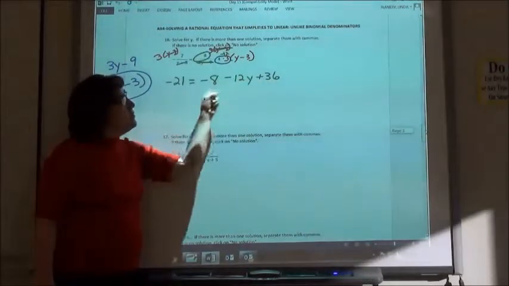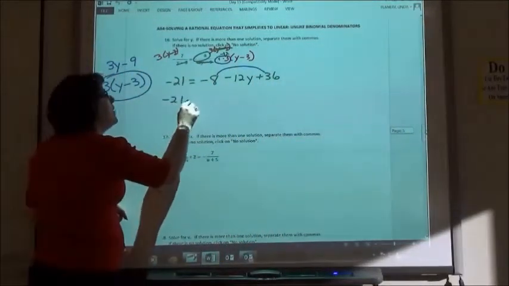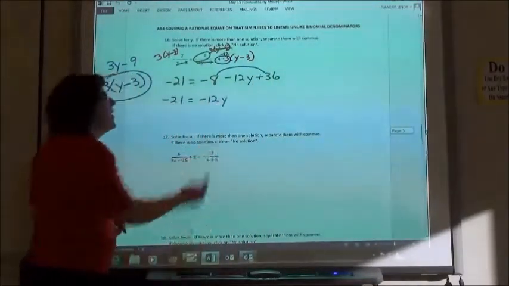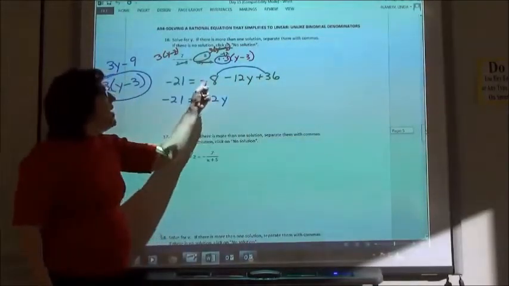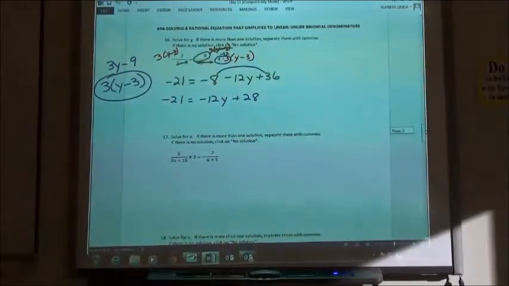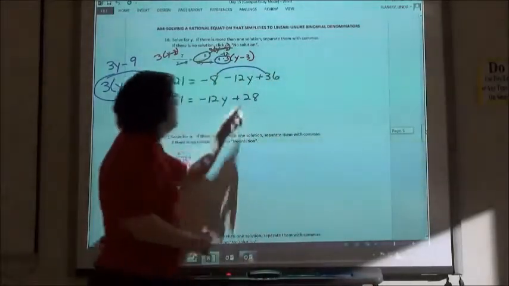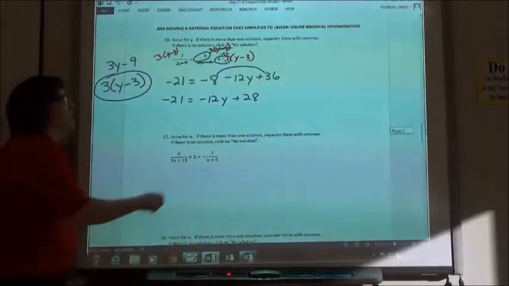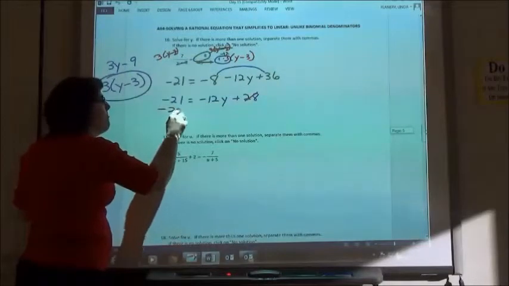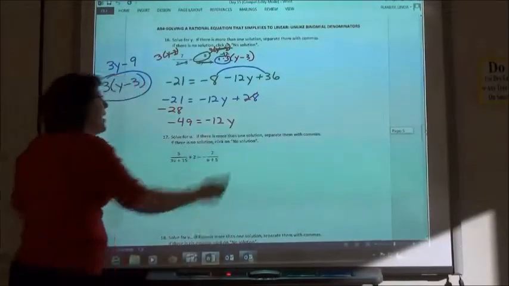Since I've got 3 terms on this side, I'm going to go ahead and combine those two. So negative 21 is going to equal negative 12y. And then we have 36 minus 8, which would be a positive 28, right? So solving that, we got to move the 28 to the other side, so we're going to minus our 28. We get negative 49 equals negative 12y.